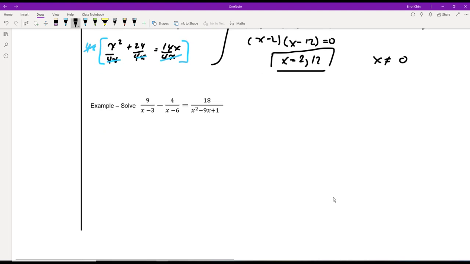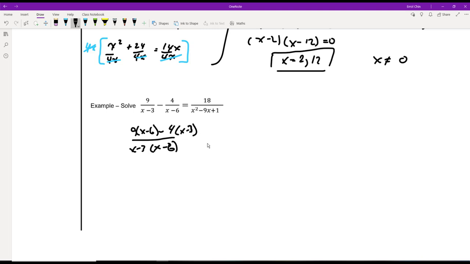Next equation. It says here 9 over x minus 3, subtract 4 over x minus 6, is equal to 18 over x squared minus 9x plus 1. So I think the common denominator here would be, I'm just going to assume, x minus 3 times x minus 6. That means I need to multiply the first term by x minus 6, so that's going to be 9 times (x minus 6). Subtract, right, there's that subtraction symbol. And then 4 over x minus 6, I'm going to multiply by x minus 3, so it's going to be 4 times (x minus 3).